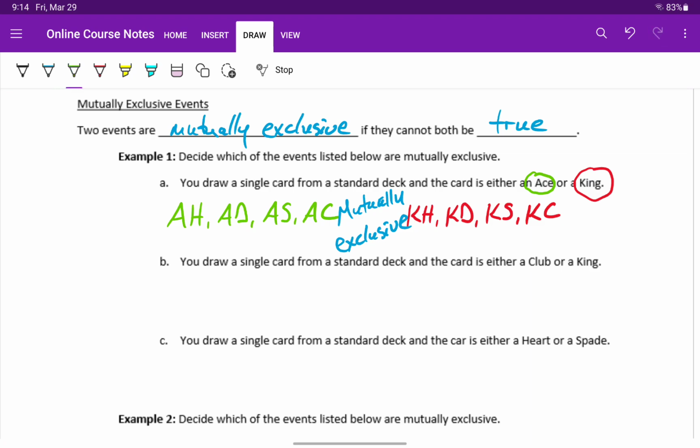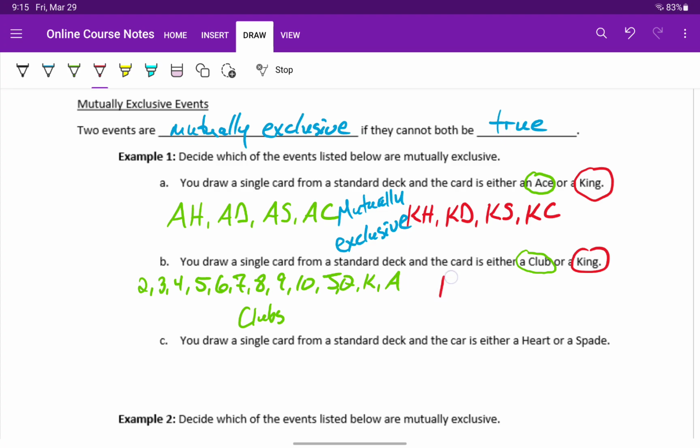In part B, we draw a card from a standard deck, and that card is either a club or a king. So in this case, we could list out all the possibilities for clubs. So that would be all the numbered cards, 2 through 10. Then we would hit the face cards, jack, queen, and king, and then the ace. So all of those are clubs, or possibilities for clubs. And then the other outcome that we would consider success would be drawing a king. So again, this would be the king of hearts, king of diamonds, king of spades, and the king of clubs, the same list we had in part A.